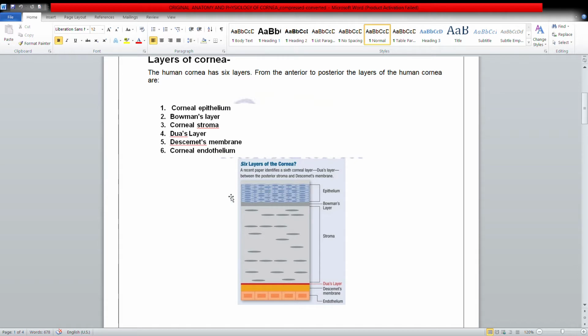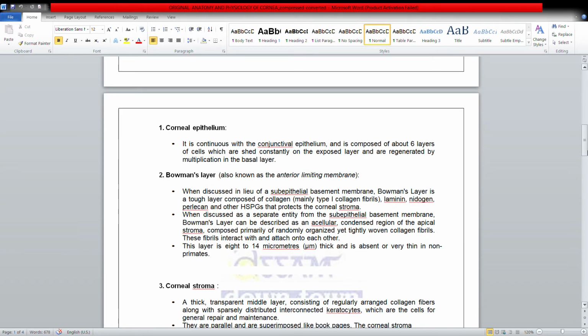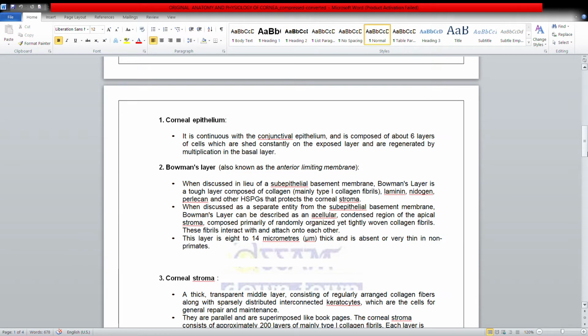These are the 6 layers. First is the epithelium. Second, this part is Bowman's layer, and third is the stroma, fourth Dua's layer, then Descemet's membrane, and this portion is lastly the endothelium. So let me tell you something in detail about the cornea's layers.